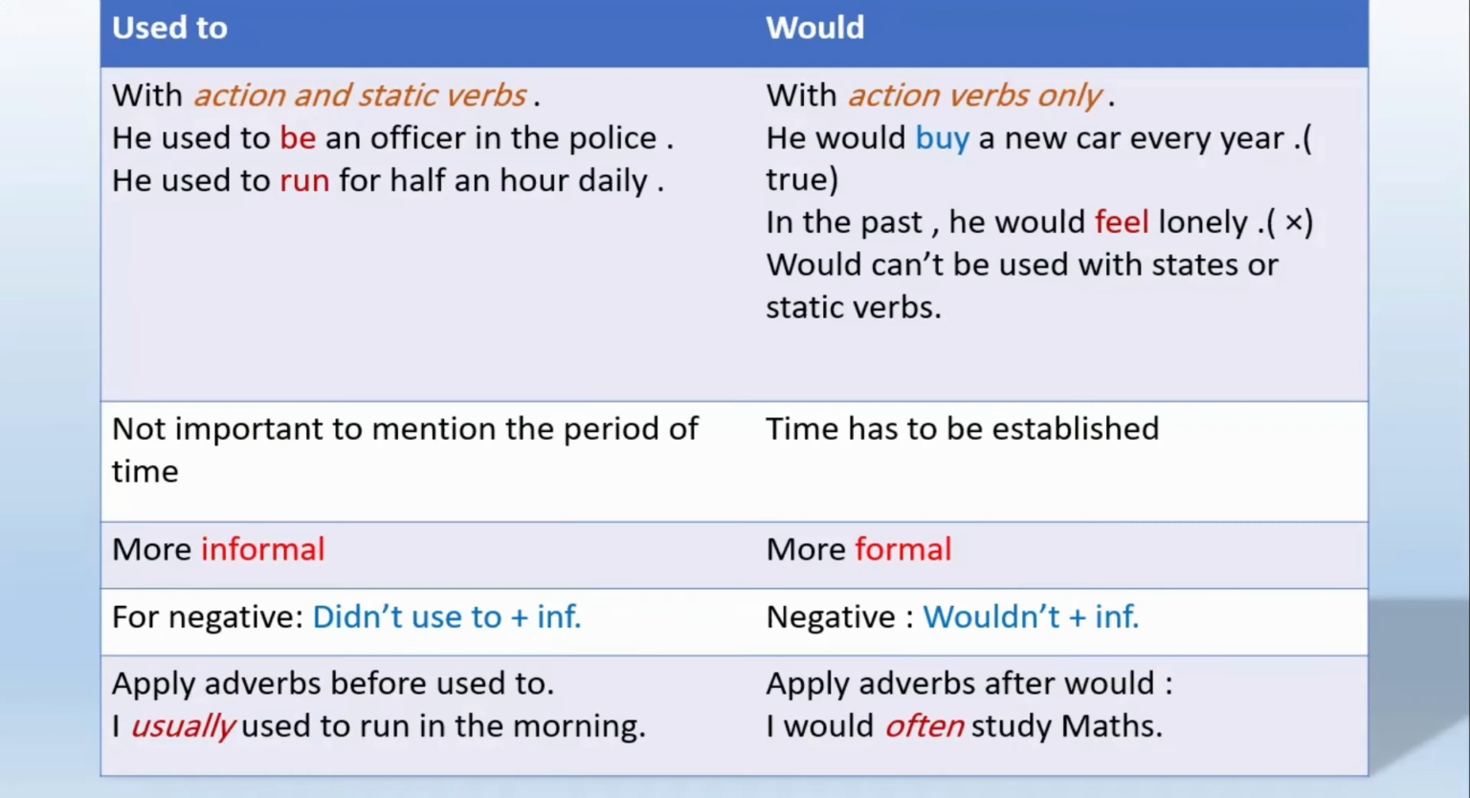And for a negative form, used to: didn't use to plus infinitive form; would not, or wouldn't, plus an infinitive or base form. For using the verbs of frequency, we use them before used to: usually used to, often used to, rarely used to. But for would, afterward, because would is a helping, an auxiliary verb: would often, would usually, would rarely, would sometimes, and so on. Hope it is clear up to now.